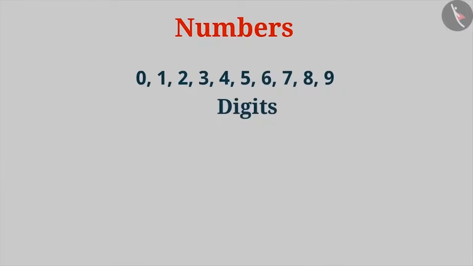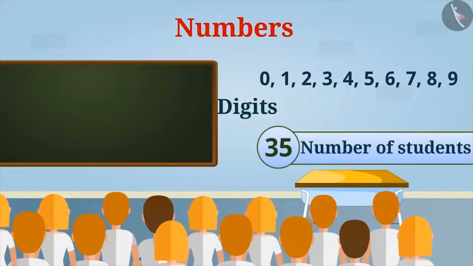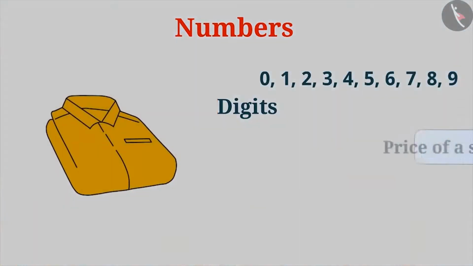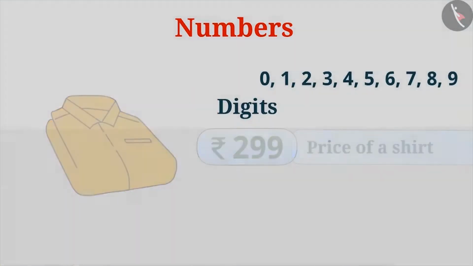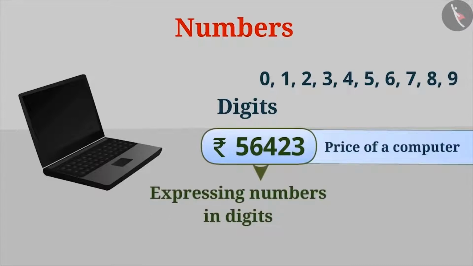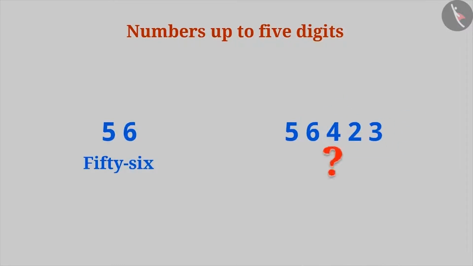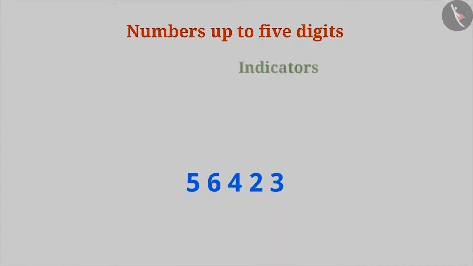We can make any number using the digits, such as the number of students in a class, the price of a shirt, the price of a computer, etc. Expressing a number in digits is called a numeral. Small numbers can be read easily, but it can be difficult to read large numbers. Therefore, we use indicators to read numbers easily.